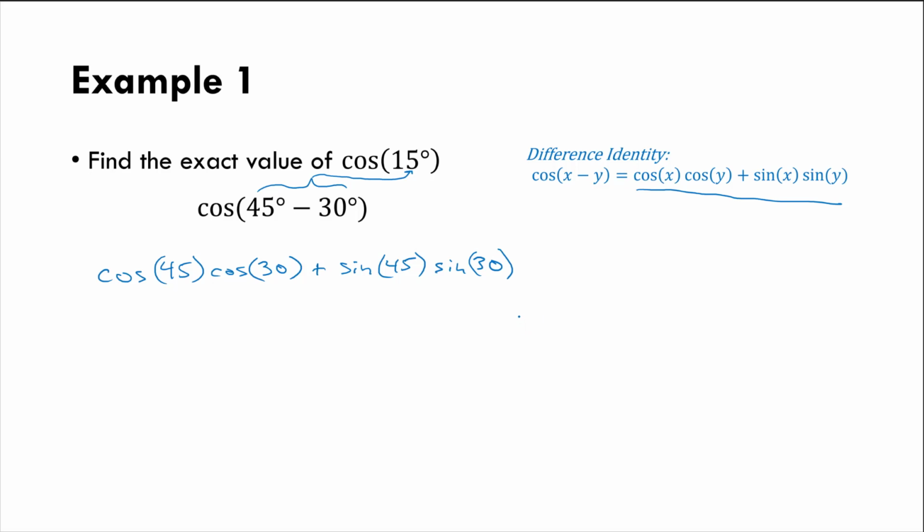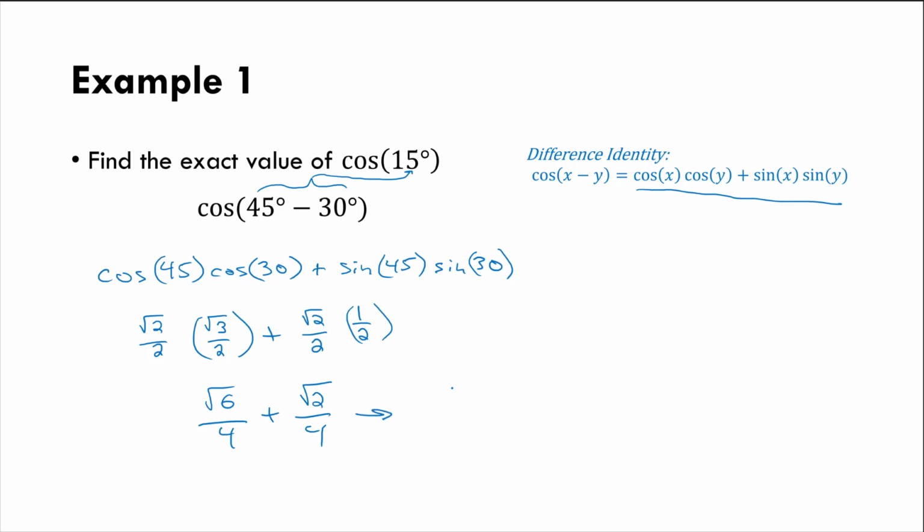Then we can go ahead and simplify from there. I know cosine of 45 is going to be root 2 over 2, and cosine of 30 is going to be root 3 over 2, so those are multiplied together. And I know sine of 45 is root 2 over 2, and sine of 30 is going to be 1/2. So this will simplify further to root 6 over 4 plus root 2 over 4. Now I can get this exact answer if I combine it all under one fraction: root 6 plus root 2 over 4.